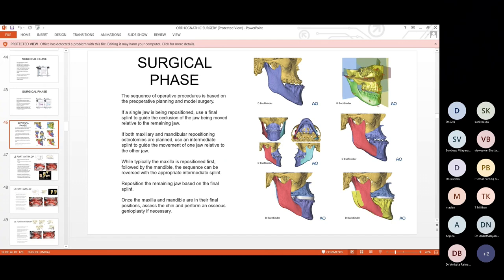So in a single jaw being repositioned, use a final splint to guide the occlusion and the jaw being moved relative to the remaining jaw. You can see that. So first is the dental pattern, 3D analysis, and then the movement, cuts, and then reposition, temporary wafer, and then the final wafer, and then the fixation. You can see the movement here, which has happened there. So once the maxilla and mandible are in the final position, the chin is assessed, and then it is determined whether a sliding osteotomy is required or not.